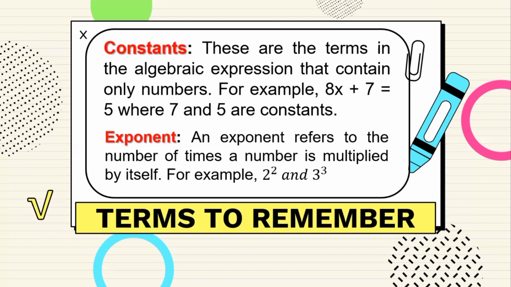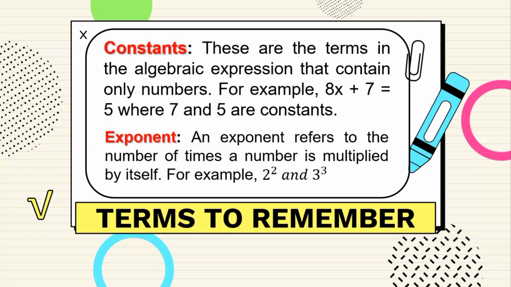Next, we also have what we call now the term exponent. What should you think of when we talk about an exponent? The exponent, class, refers to the number of times a number is multiplied by itself. If you see a number above a variable or constant, then that number is what we call the exponent, and the exponent will tell you how many times you are going to multiply the base by itself.